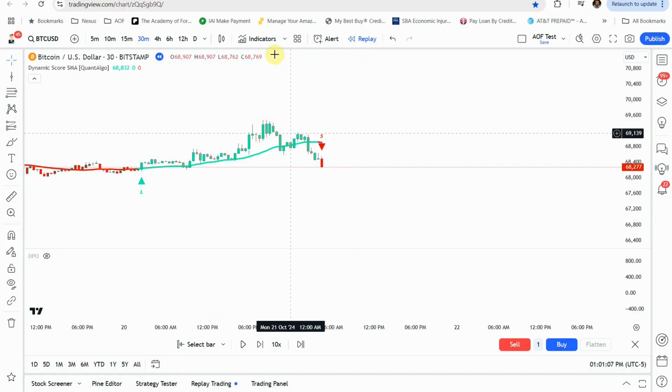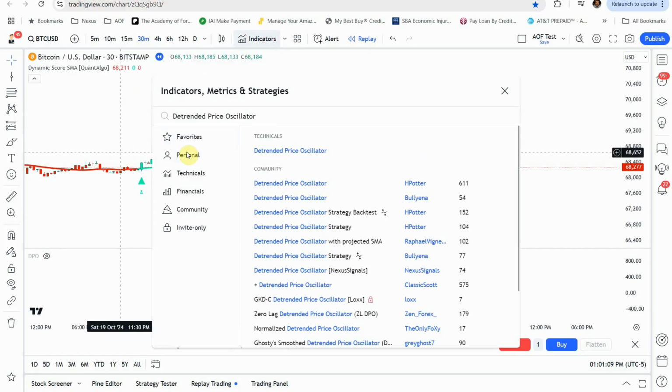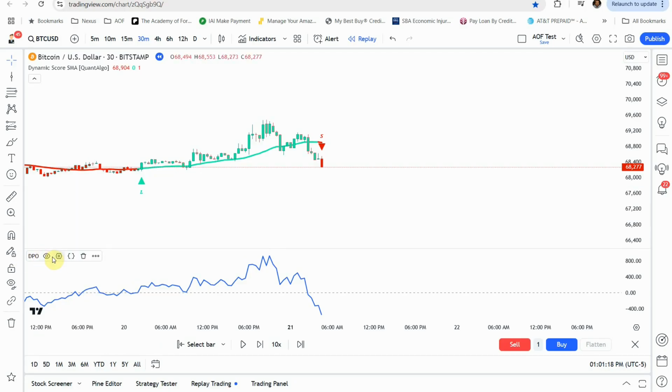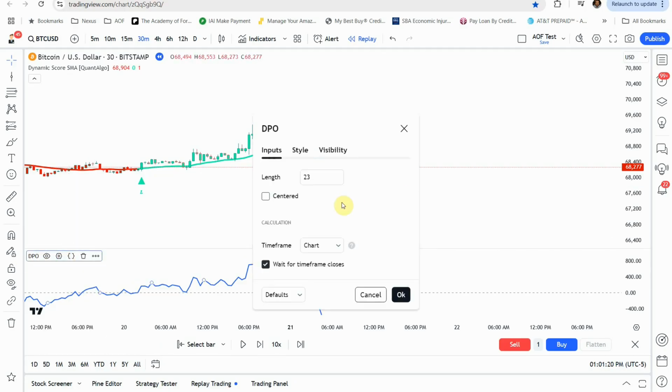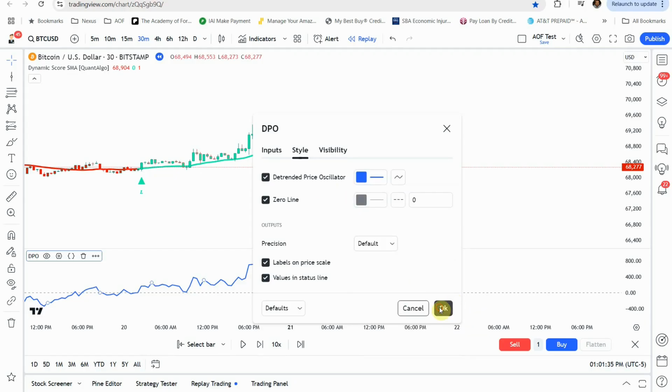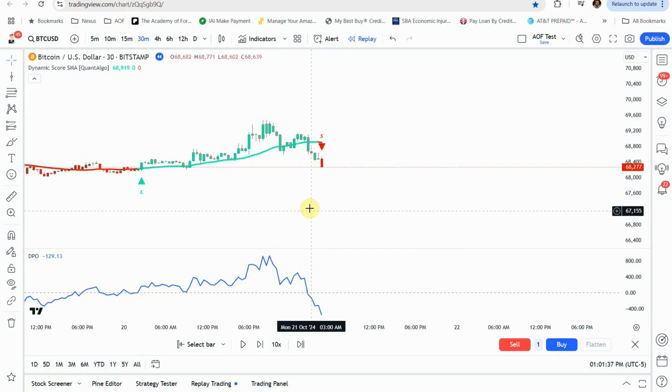The next indicator we will add to the screen is going to be the Detrended Price Oscillator. This one right here. It's just a standard TradingView built-in indicator, and we'll go ahead and jump into the settings of this as well. And what we'll do is under the length right here, we'll go ahead and change that to 23. And under the styles, I just went ahead and bumped up the line weight of the price oscillator line, and I turned it blue just so that way it stands out just a tad bit more on the background there.